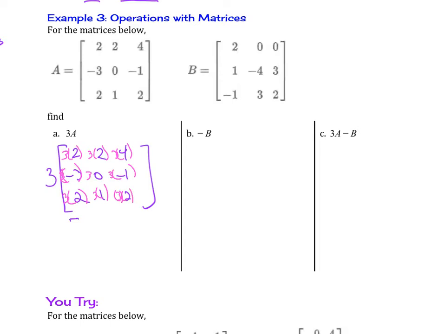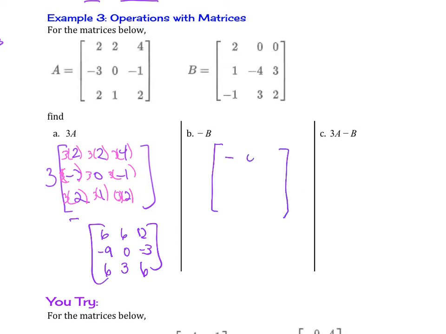Oops. So this becomes the first row: 6, 6, and 12, then negative 9, 0, negative 3, 6, 3, and 6. Letter B, you're just finding the negative of everything, so I think you can do that, right? Just right where it is. So negative 2, 0, 0, negative 1, 4, negative 3, positive 1, negative 3, and negative 2.